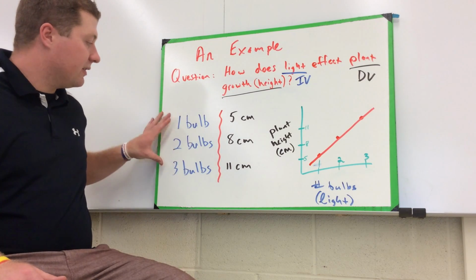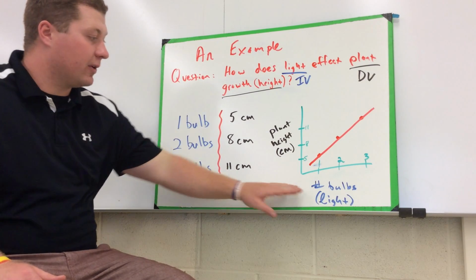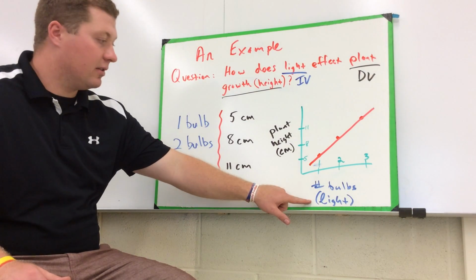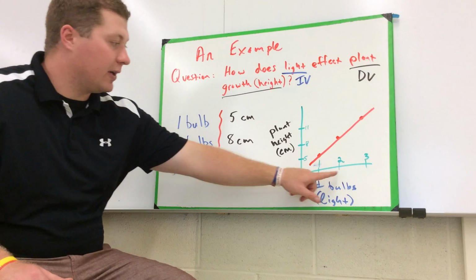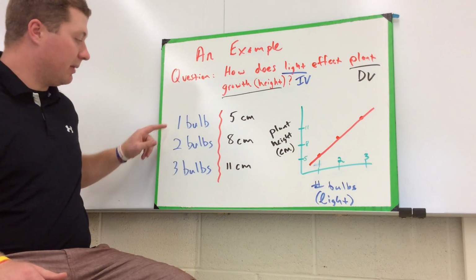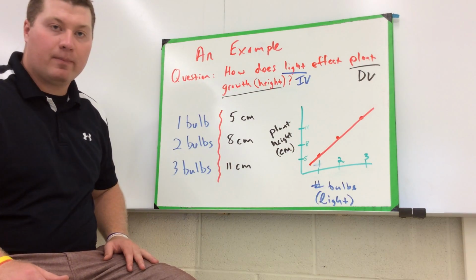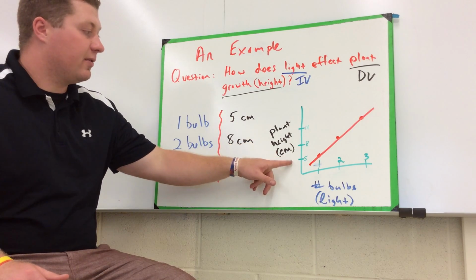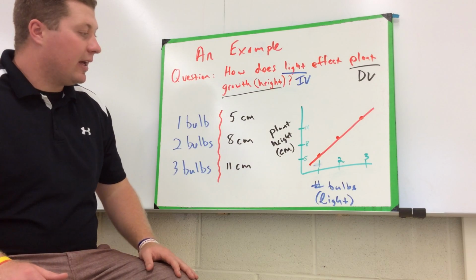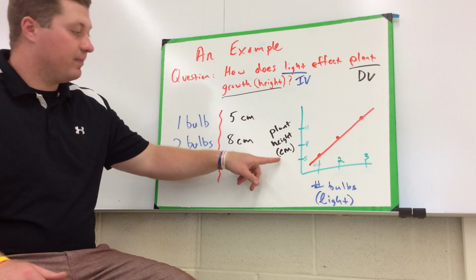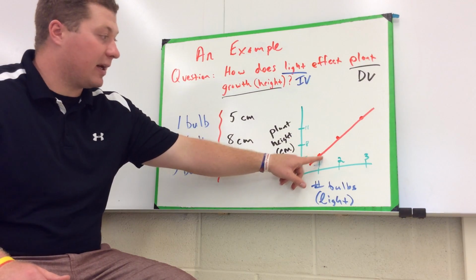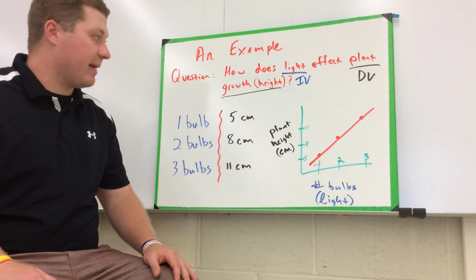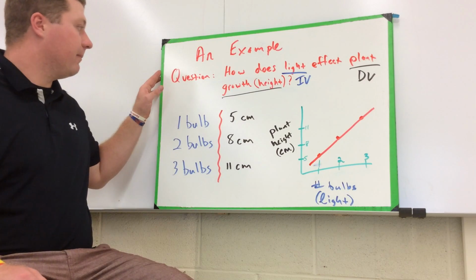So when we graph this, here in blue, the independent variable goes on the x-axis. The number of bulbs is labeled, and the light is in parentheses. There's 1, 2, and 3 there for the 1 bulb, 2 bulb, 3 bulb in our data set. The plant height is on the y-axis, 5, 8, and 11, and that's in centimeters. So what I've done is I've plotted in red here where those points are and drawn a line through. This is an example of something that we'll do commonly in the lab.